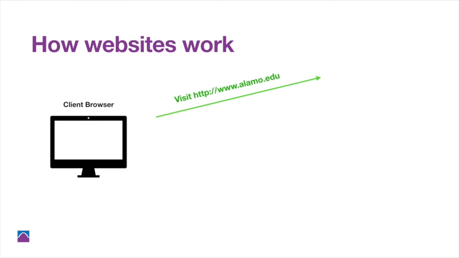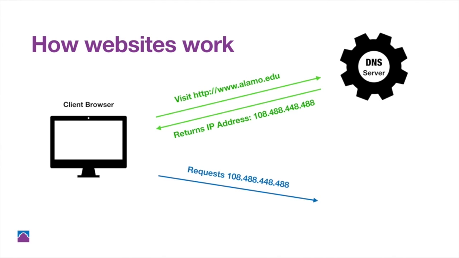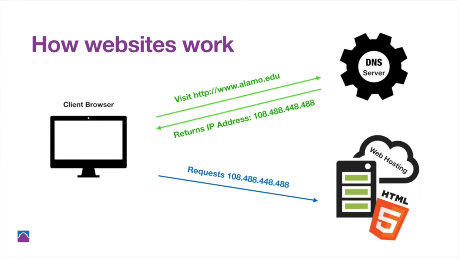Just to reiterate: if you go to your browser and type in alamo.edu, it goes to the DNS server, which returns that IP address based on the configuration. The computer now knows where to point, so it goes to that IP, which is a web server with all your HTML files, and then returns what you see on the browser.